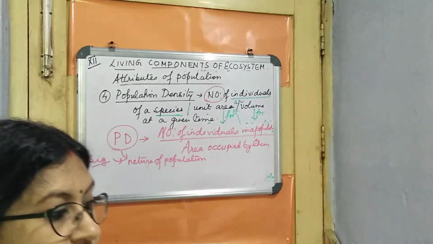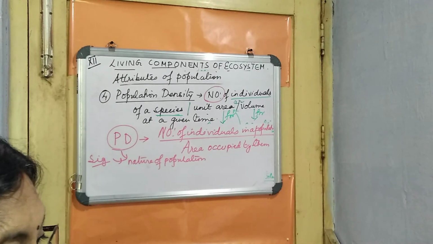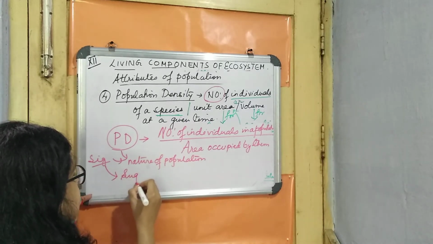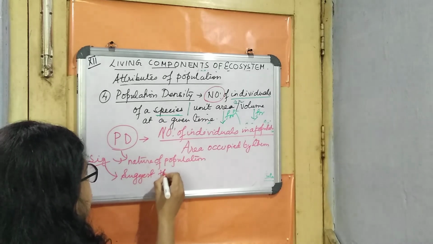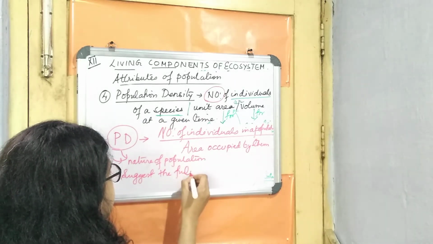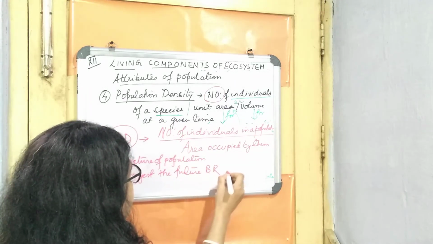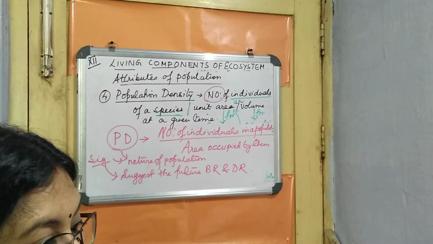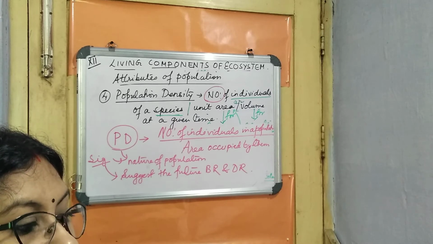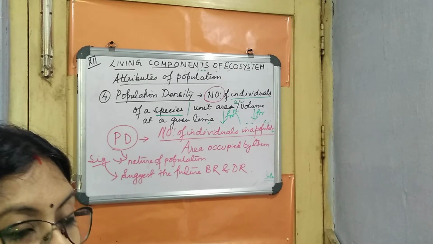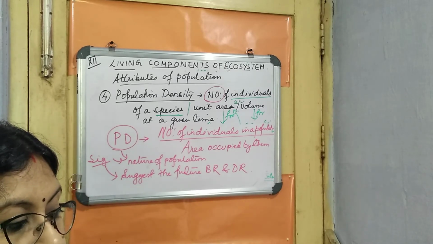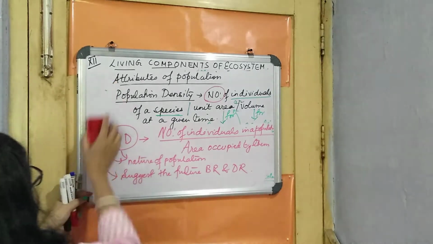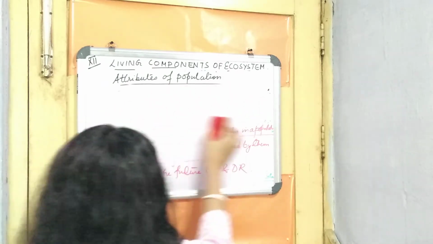And it suggests the future of the birth rate and death rate. It suggests the future BR and DR, right? And they are actually the density dependent factors because they affect the reproductive potential, right? So next we will move on to the fifth attribute of the population.